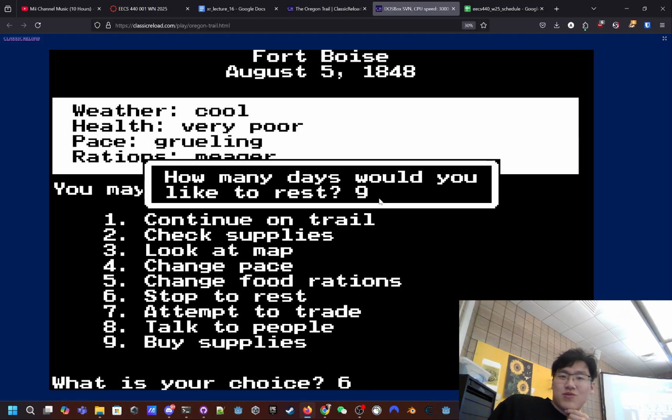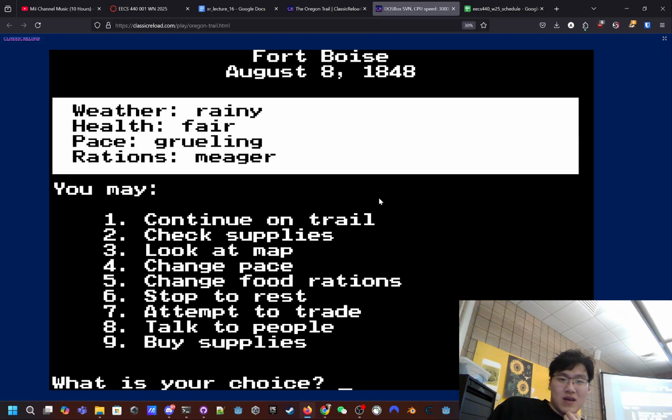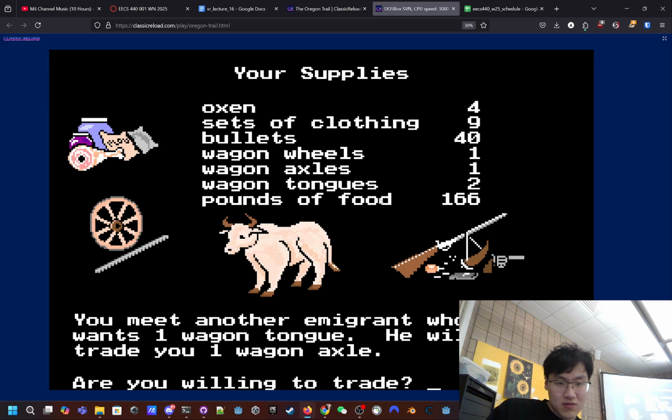It's very poor. Do we have enough time? It's fair now. It's rainy though. Now maybe we can buy some. It's attempt to trade first. Wants 1 ton for a X. I still don't know what the ton does, but maybe that's a good idea.